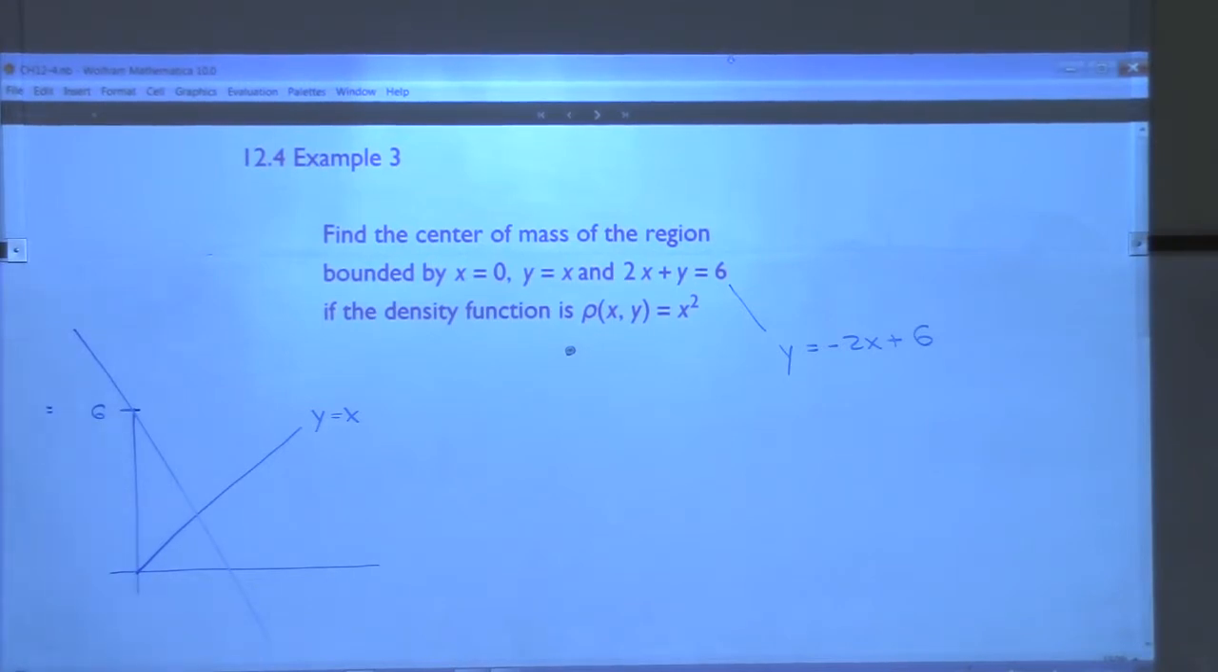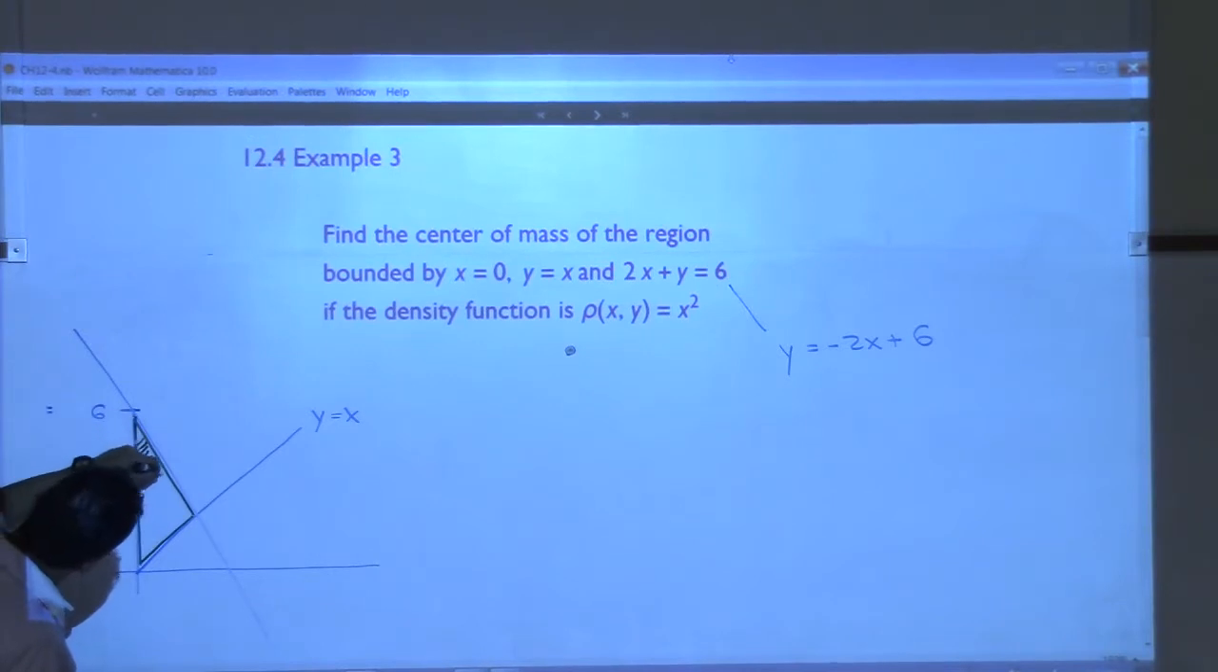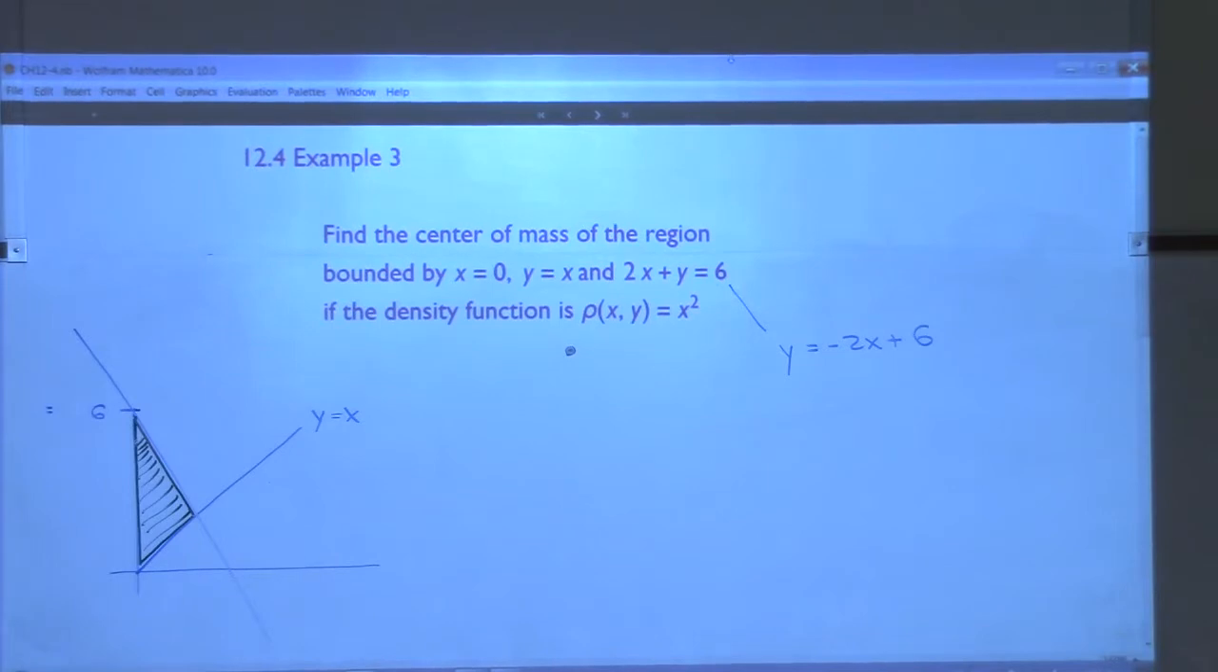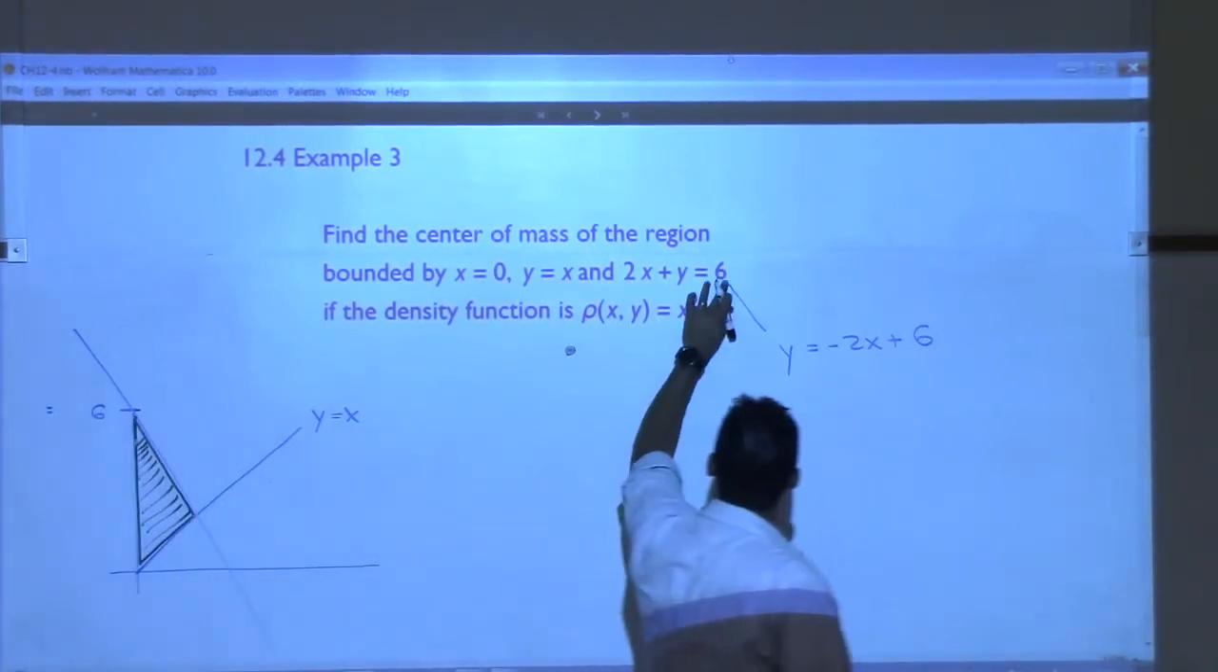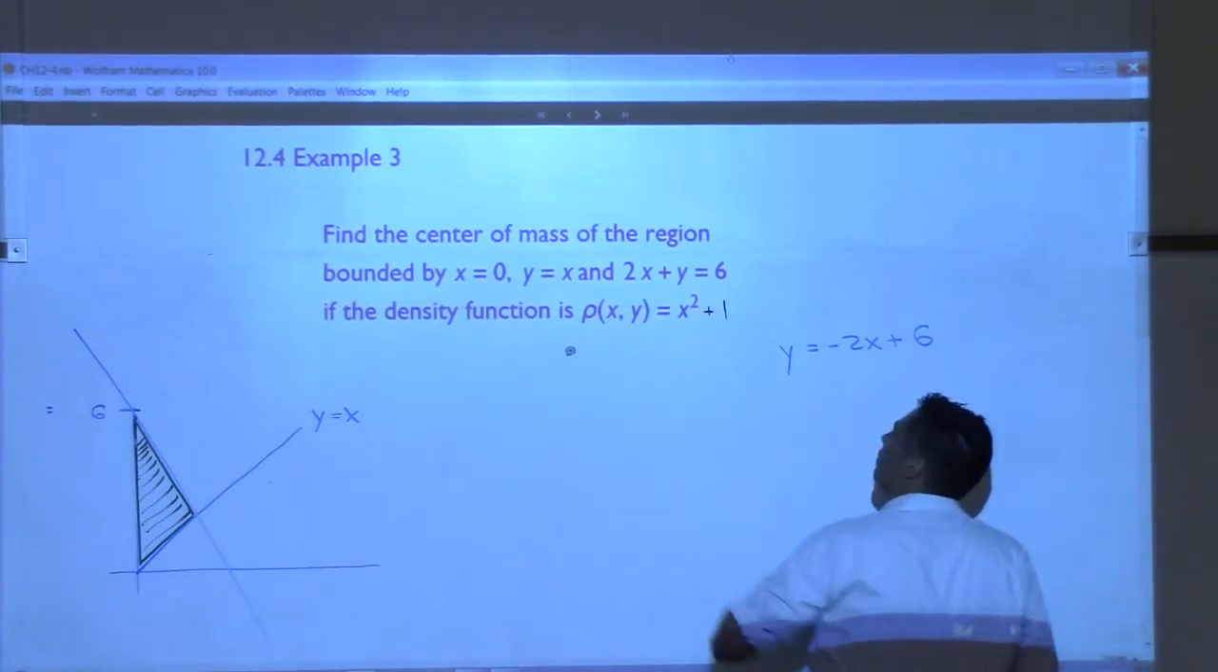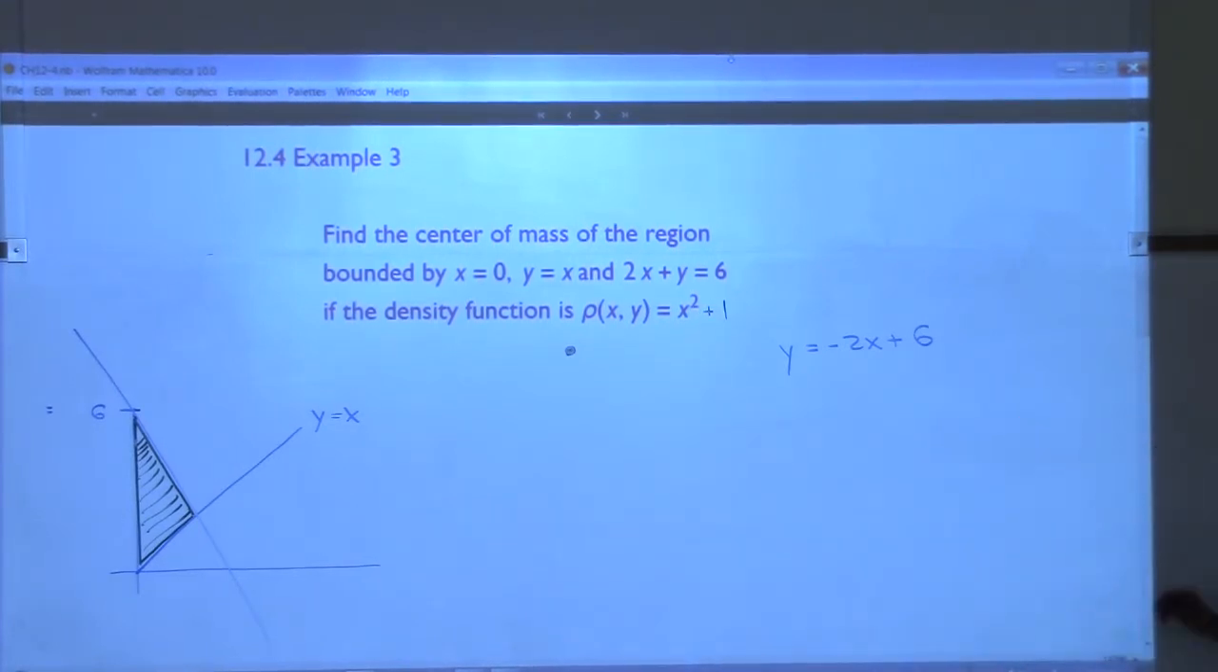So the region we're talking about is this region right in here. So this is my lamina. And the density at every point is given by x squared. I really don't like this example, so I'm going to change it a little bit. Let's do x squared plus 1. Do you know why I'm doing that? Why am I doing x squared plus 1?